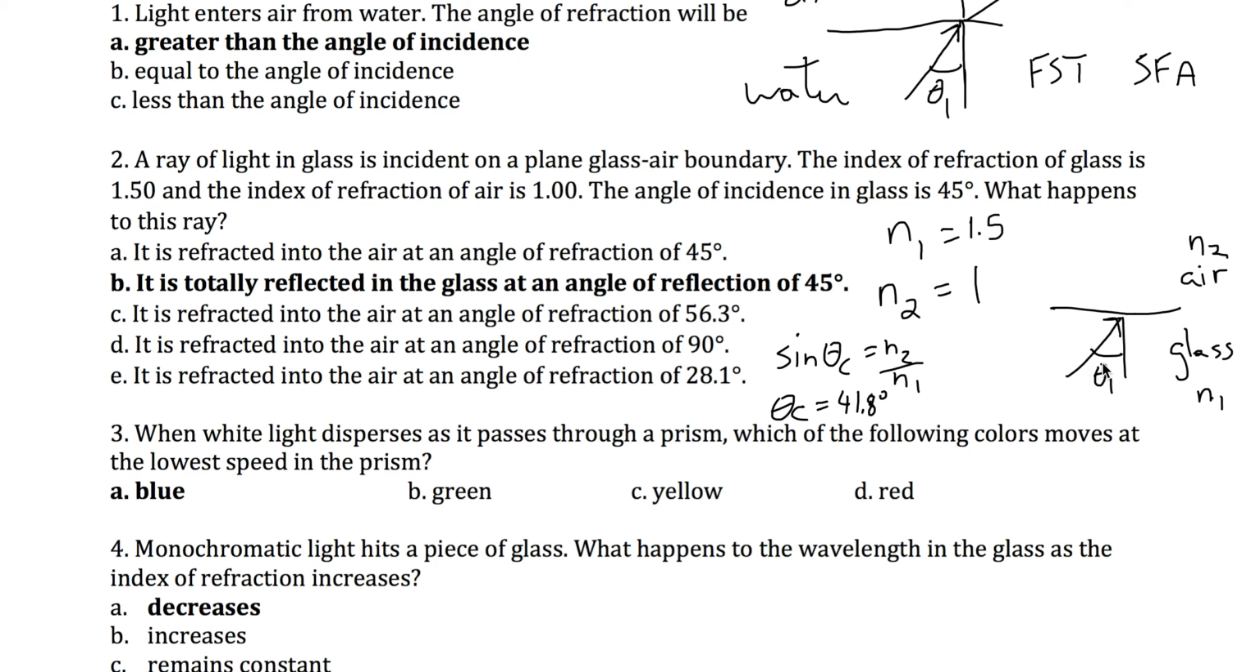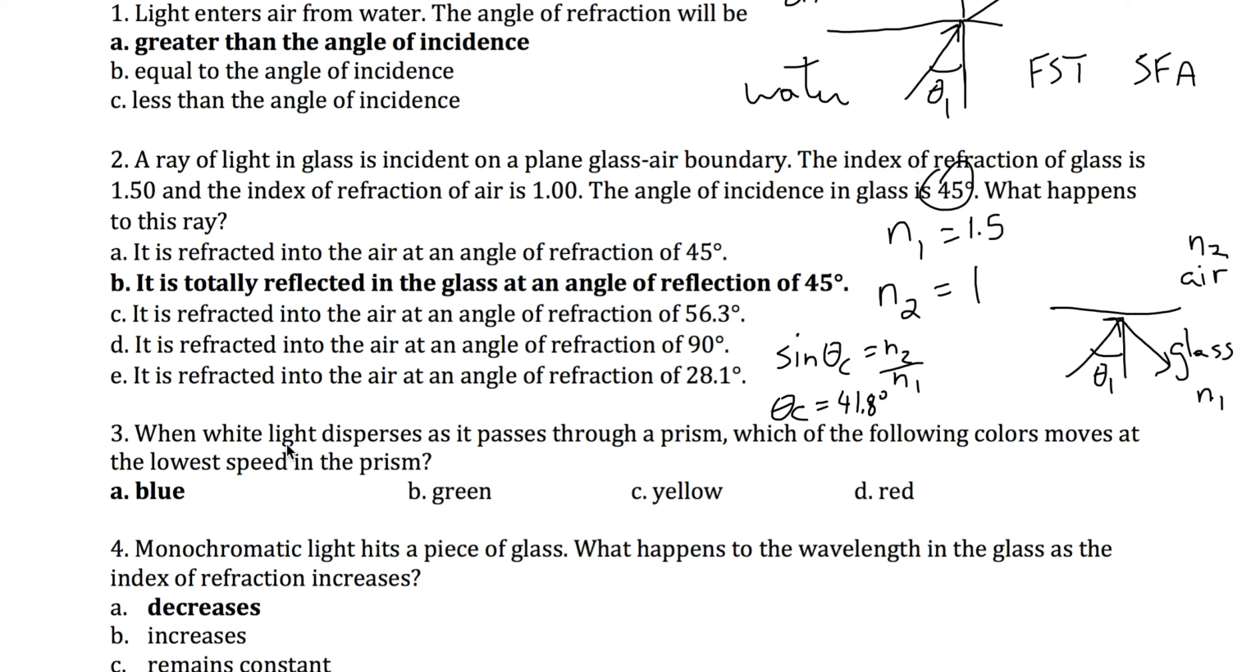If the angle of incidence is any greater than this, that means all of it will be totally internally reflected, and it's going to go back this way. So the angle of incidence of 45 is greater than the critical angle, so we're going to have total internal reflection, which was choice B.